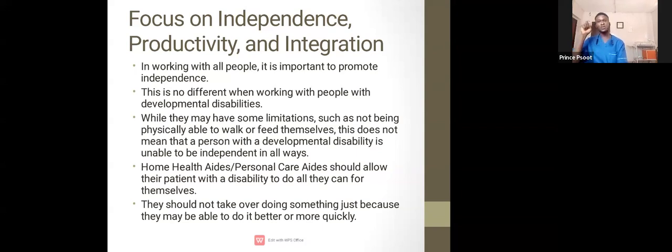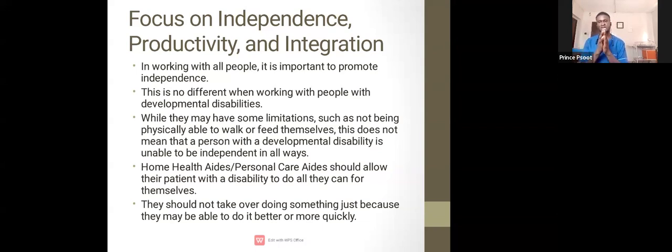And there's no difference when working with people with developmental disabilities too. So while they have some limitations, such as not being able to physically walk or feed themselves and maybe do other activities of daily living, this does not mean that a person with a developmental disability is unable to be independent in all ways. The developmental disability they have is in certain ways, not in all aspects of their life. So in the little aspects, no matter how small, help them to be independent and productive within the range of their strength.